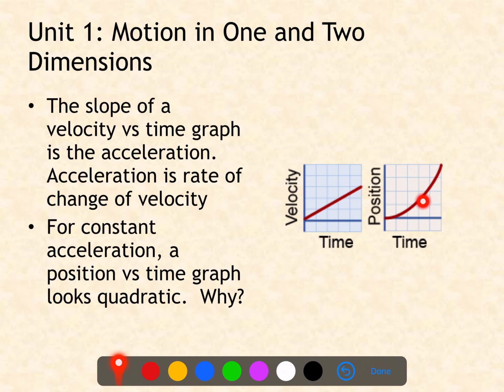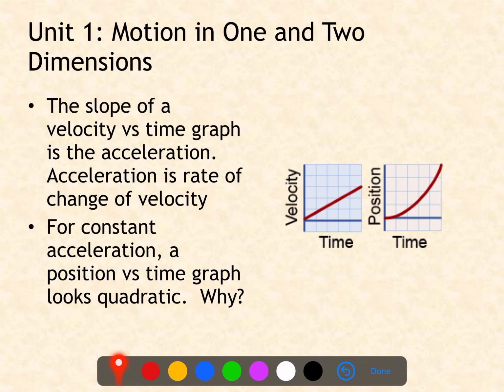Last time we left off with posing the question as to why this exhibits this quadratic shape rather than a straight line. So maybe you've come up with the answer to that. I'm going to hold you off for just a few more slides and we will demonstrate why that's the case when we derive our equations of motion.